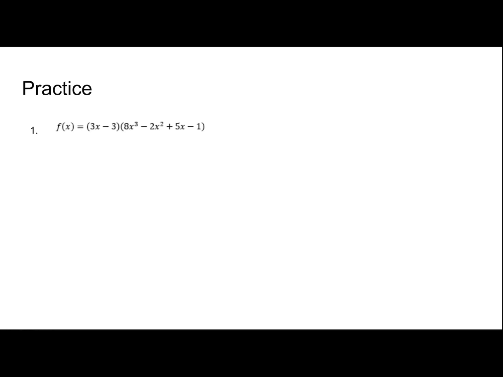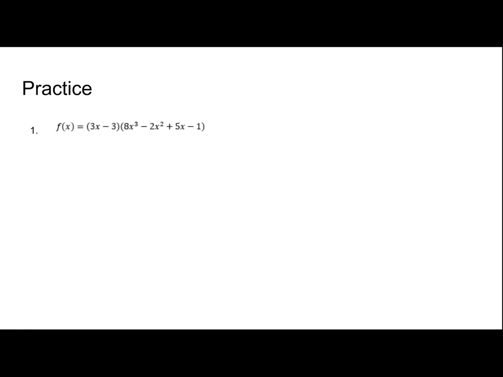Alright, so for this first question, we have our two parts of our equation. Our first part is 3x minus 3, and our second part is 8x cubed minus 2x squared plus 5x minus 1. The derivative of 3x minus 3 is just 3. And the derivative of 8x cubed minus 2x squared plus 5x minus 1 is 24x squared minus 4x plus 5.